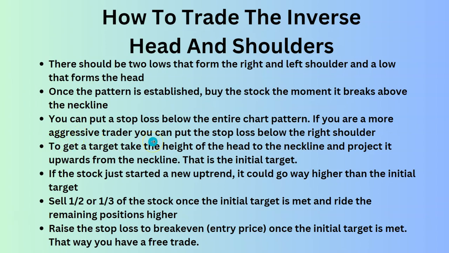To get a target, take the height of the head to the neckline and project it upwards from the neckline. That is the initial target. Remember, I always say initial. I don't say final target, because we're picking a bottom here. Why do you want to put a final target on something? That's why we have an initial target, and hopefully the stock goes up so that your reward and risk ratio is 3, 4, 5 times your stop loss. Okay, so if the stock just started a new uptrend, it could go way higher.